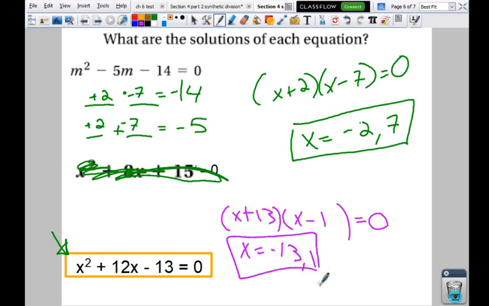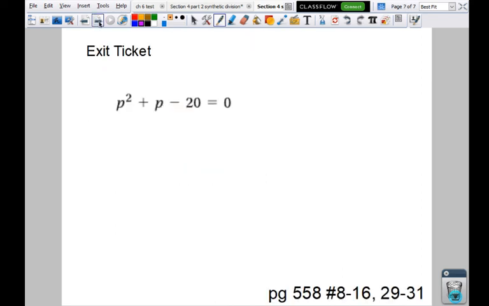You get x equals negative 13, positive 1. Alright. For your exit ticket, find your two solutions. I will turn on Socrative, answer in Socrative. I'll put your homework on Google Classroom here shortly.